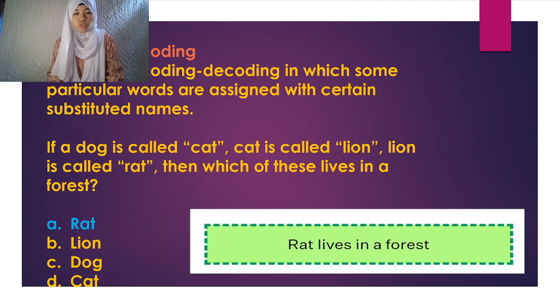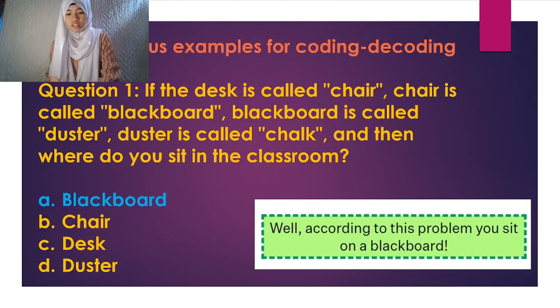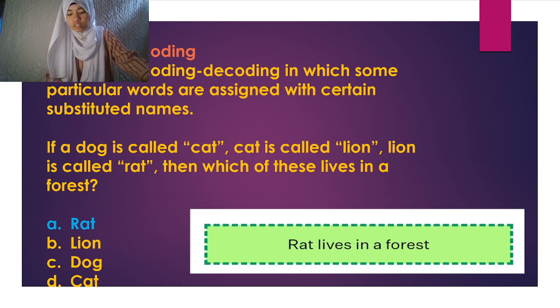If a dog is called cat, cat is called lion, and lion is called rat, then which of these lives in a forest? So the answer is letter A. Why letter A? Since in this question, lion lives in the forest, but lion is called a rat. So rat lives in the forest. So forest is the answer.